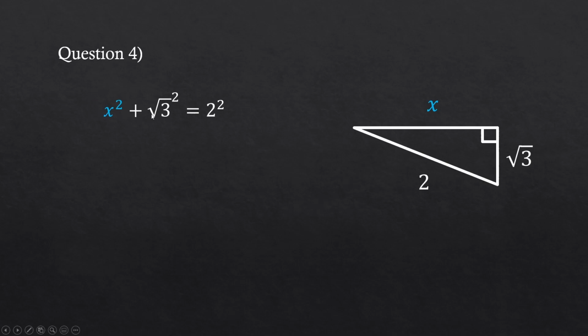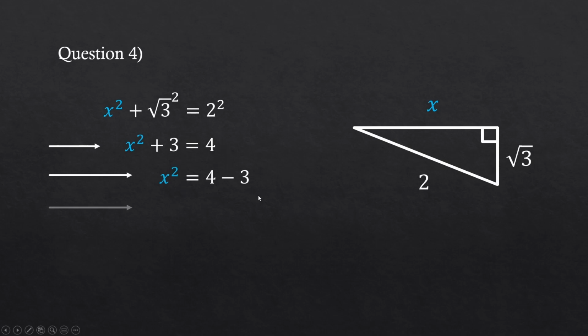So x squared plus root 3 squared should be the longest one, which is 2 squared. So x squared is just x squared. If we square the root 3, it just becomes 3, right? And 2 squared is 4, obviously. Moving 3 to the other side, x squared should be equal to 1. So what is x? x is 1.